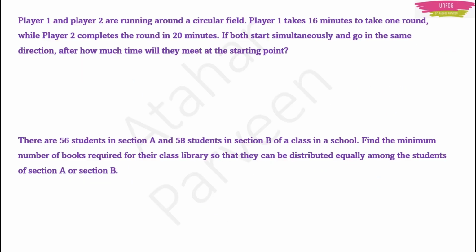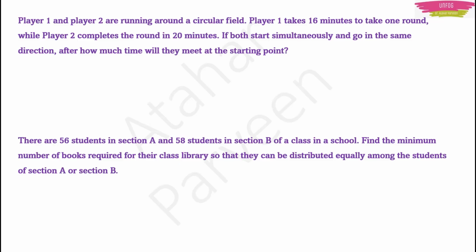Now I have 2 questions which may be asked in your examination. These are next level questions, but they are from number system only. First question is, player 1 and player 2 are running around a circular field. Player 1 takes 16 minutes to take one round, while player 2 completes the round in 20 minutes. If both start simultaneously and go in the same direction, after how much time will they meet at the starting point?